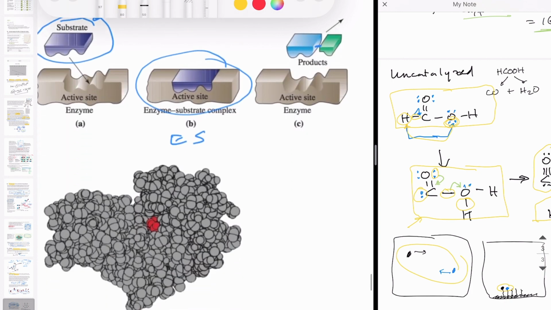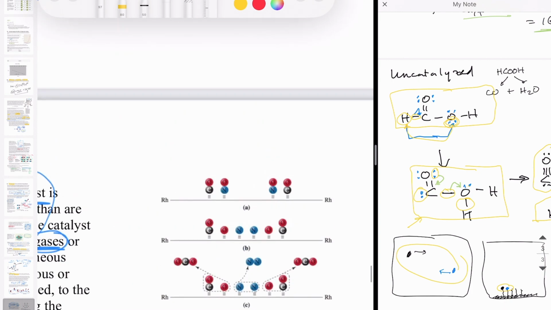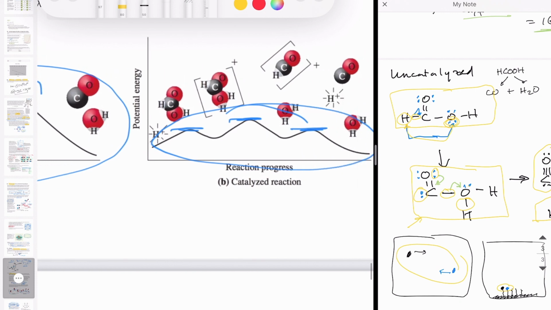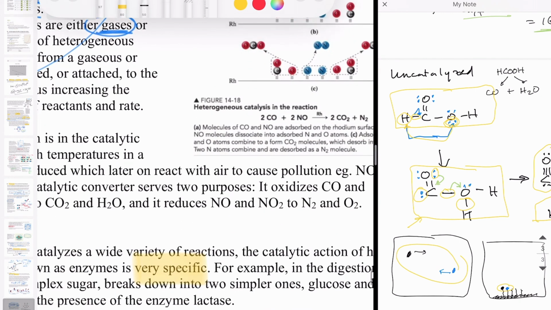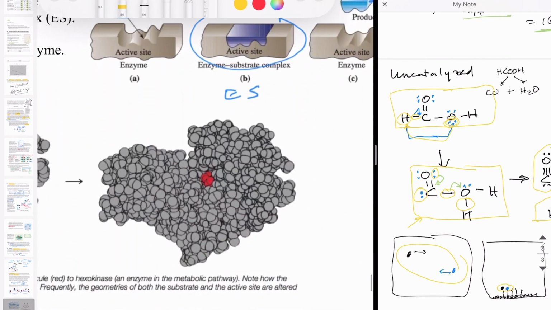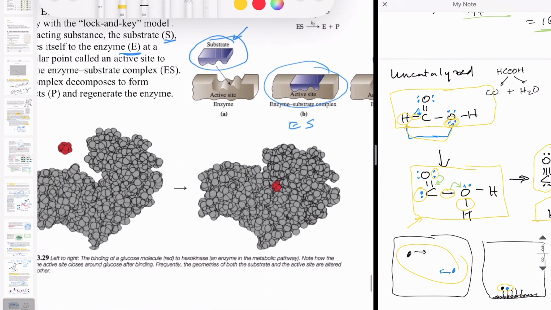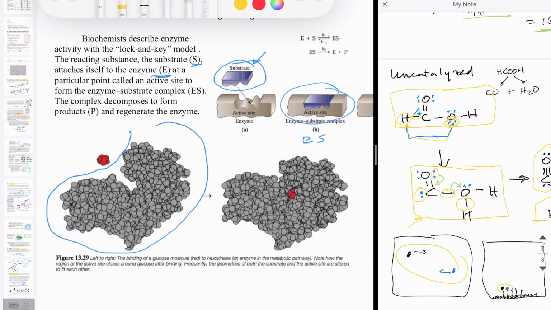Now, these enzymes are not tiny molecules. So remember earlier we talked about that formic acid catalysis, and basically the only thing that helps there is a proton. A proton is the smallest ion out there. With the enzyme, it's very different. Look at this picture right here. This whole gray molecule is the enzyme. This little red molecule is the substrate. So you can see how much bigger the enzyme is compared to the substrate.